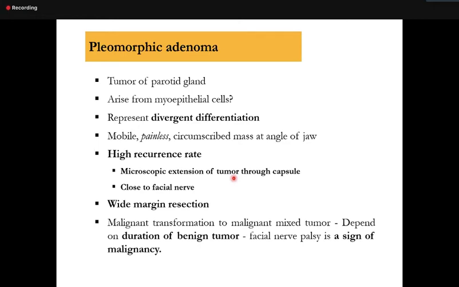Now, malignant transformation of pleomorphic adenoma is not a common feature, and it depends on the duration of the benign tumor. For example, if the tumor is there for less than 5 years, there is little, if any, chance, less than 2%, of malignant transformation. But because it is slow growing and sometimes stays there and is not removed, if it is there for 15 years, the chances of malignant transformation are around 50%. So the risk of malignant transformation is there, but it is time dependent.